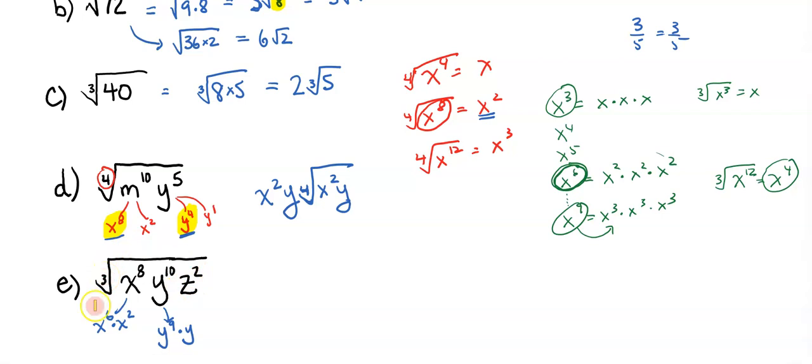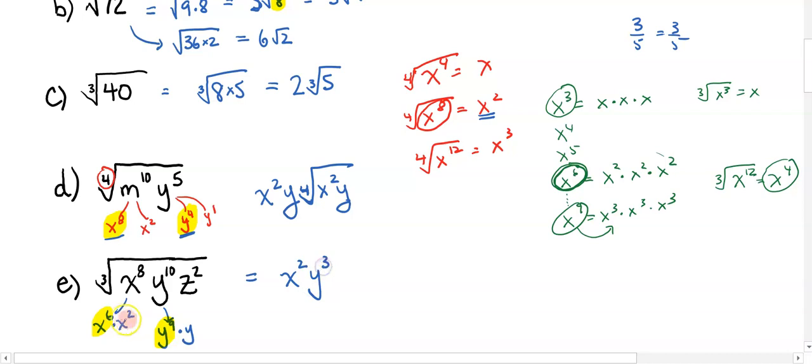So the only ones that are perfect cubes are x to the 6th and y to the 9th. So I'm going to take the cube root of x to the 6th, break it into 3 identical parts, so that becomes x squared. I'm going to take y to the 9th, and that becomes y cubed. And then everything else stays inside. So x squared I can't take the cube root of, the y I can't take the cube root of, and the z squared I can't take the cube root of, right?